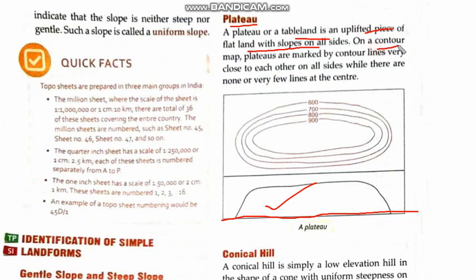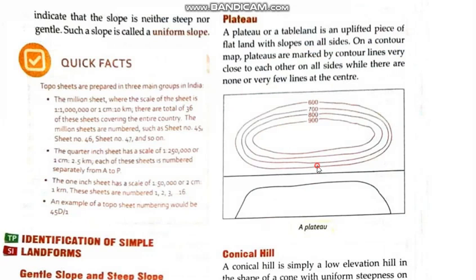On a contour map, plateaus are marked by contour lines very close to each other on all sides, while there are none or few lines at the center. So there is no line at the center over here, and on all four sides there are lines that are very close. If the figure is like this on the topographical map, we can easily identify that it is a plateau.